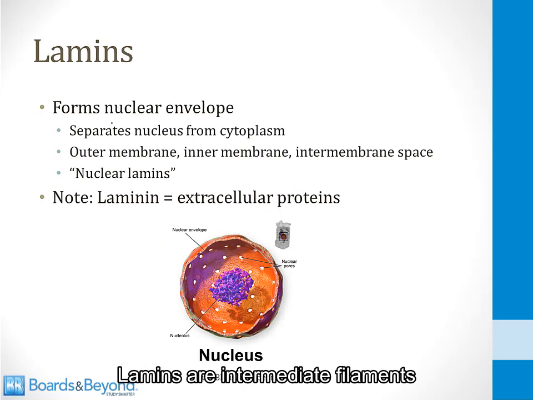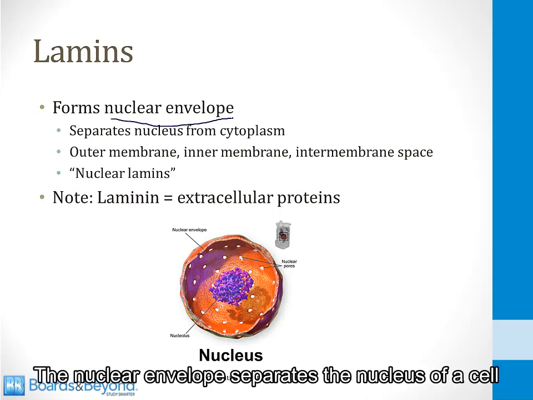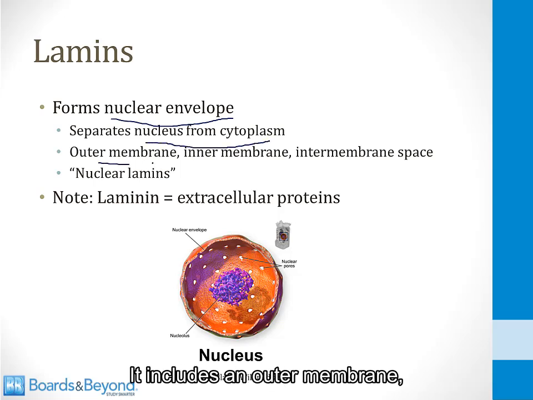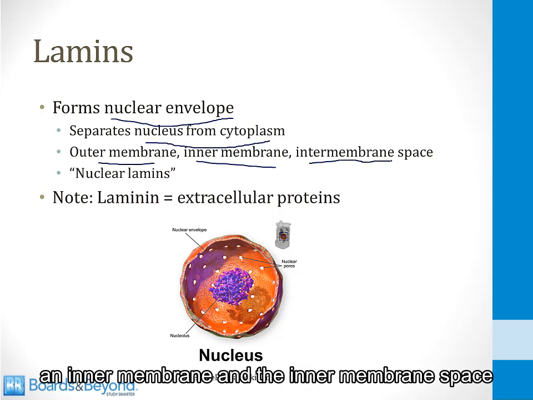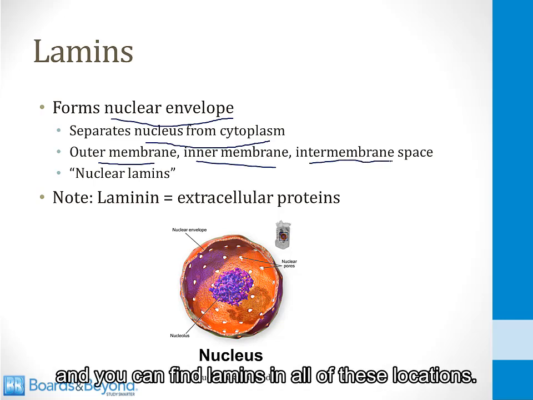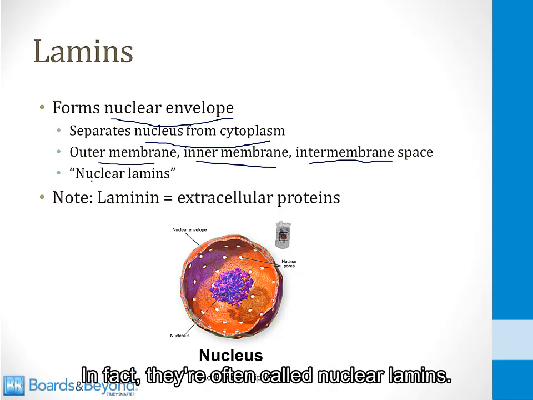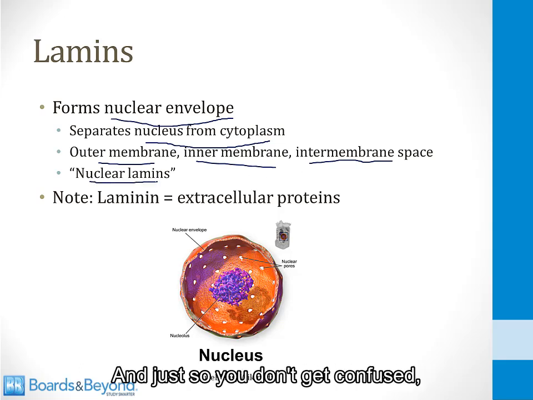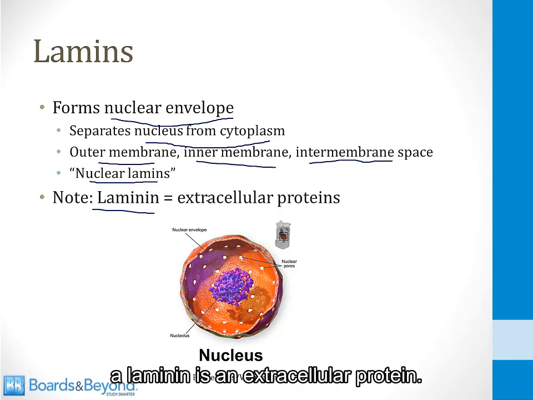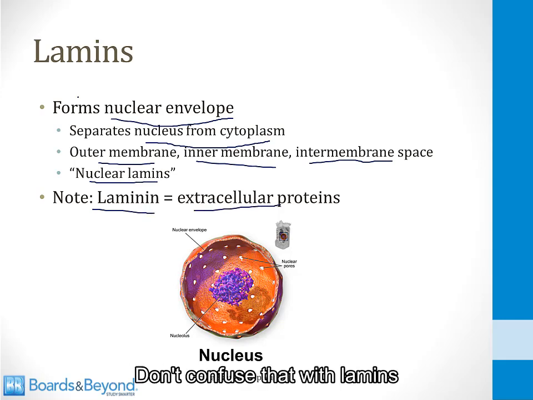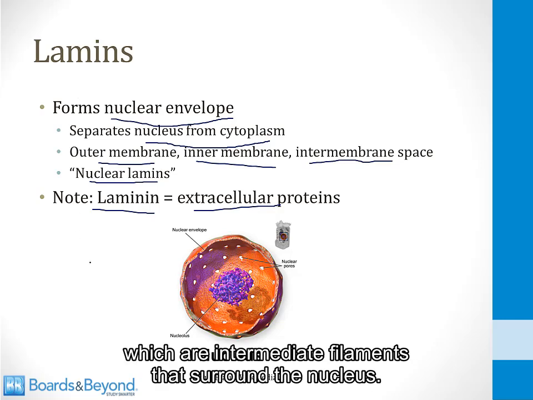Lamins are intermediate filaments that form the nuclear envelope. The nuclear envelope separates the nucleus of a cell from the cytoplasm. It includes an outer membrane, an inner membrane, and the intermembrane space, and you can find lamins in all of these locations. In fact, they're often called nuclear lamins. And just so you don't get confused, a laminin is an extracellular protein. Don't confuse that with lamins, which are intermediate filaments that surround the nucleus.